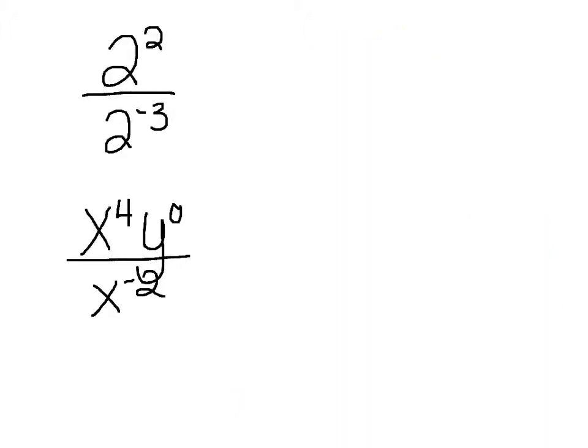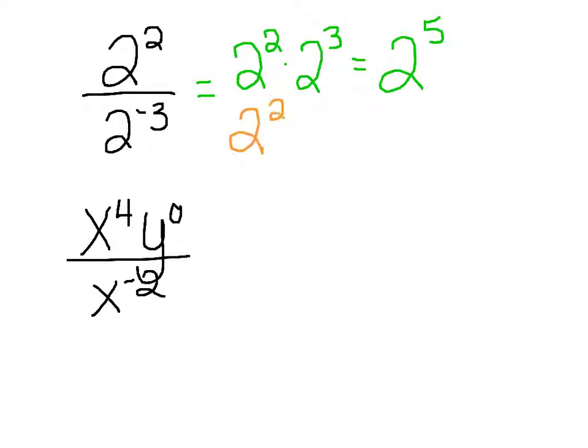Alright, again, pause the video, try these two problems on your own. Alright, so just like the example with p, there's two ways we could have looked at this. We could have kept 2 squared on top and moved the 2 to the negative third to the top as well, and we would have gotten, keep the base, add the exponents, 2 to the 5th. The other way we could have looked at it is 2 to the 2nd minus negative 3. Well, that equals 2 to the 2 plus 3, so it's 2 to the 5th. Either way, you would have gotten the right answer.